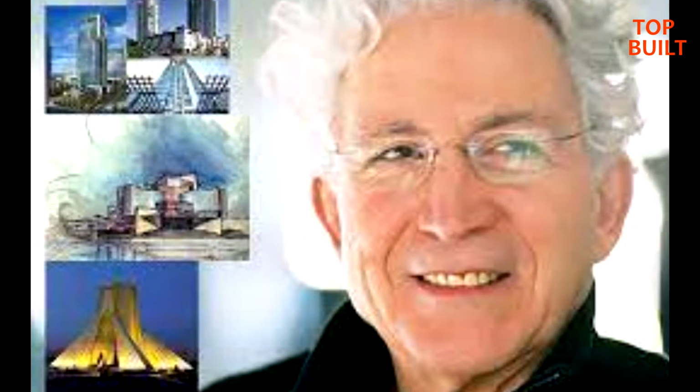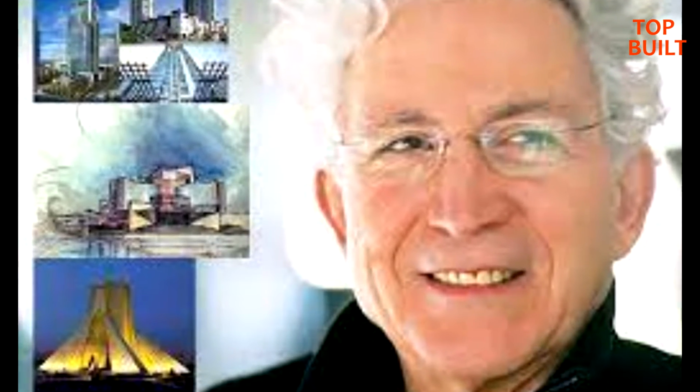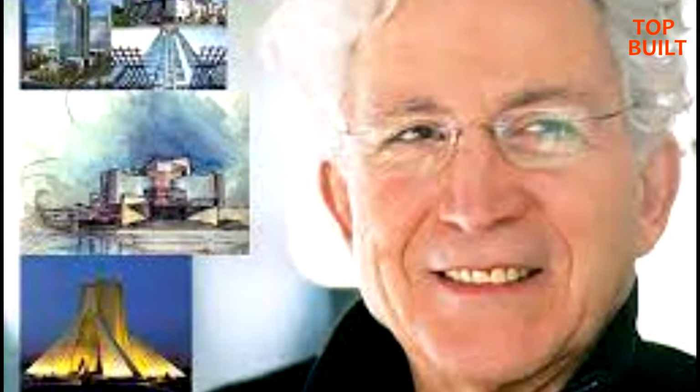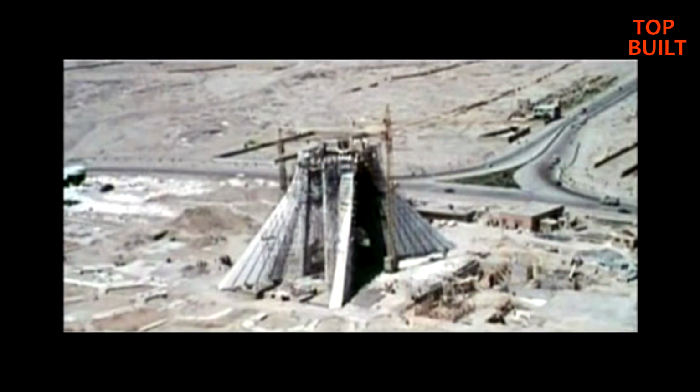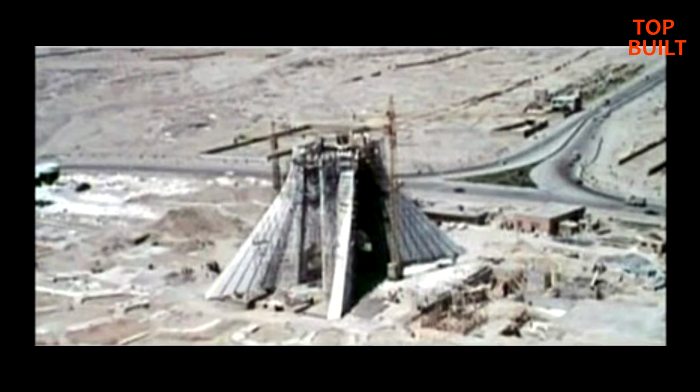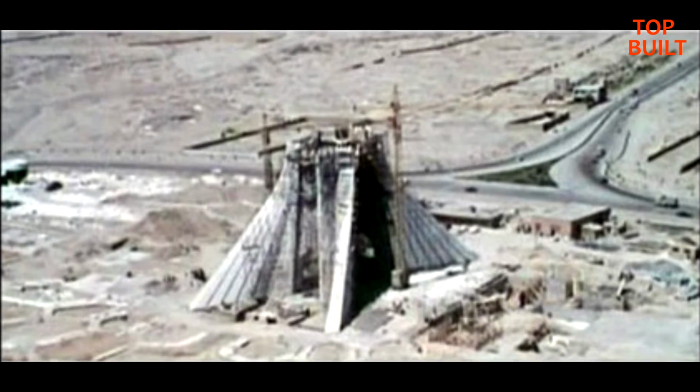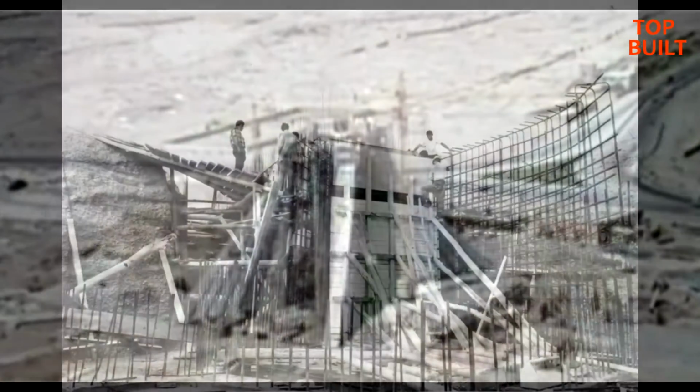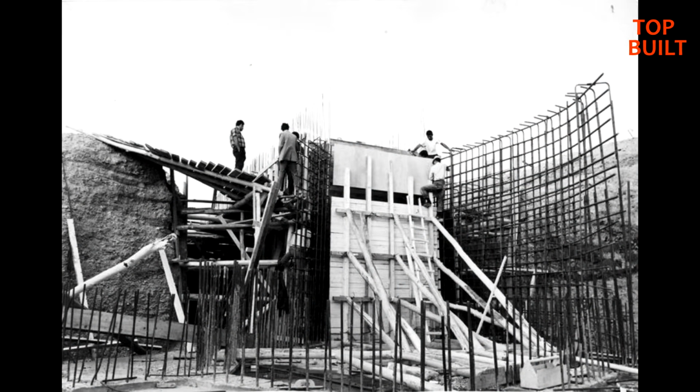A 24-year-old student at that time, he was commissioned to build a square in the capital, symbolizing modern Iran, which, in addition to its visual impact, showed the historical, cultural, and artistic background of the country.